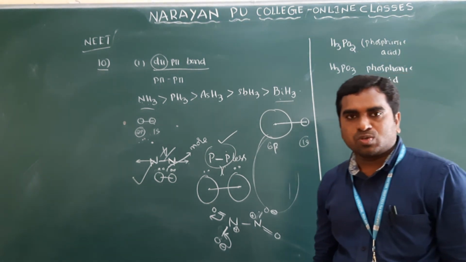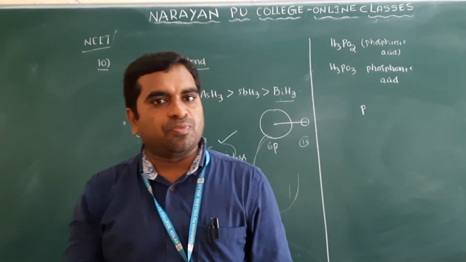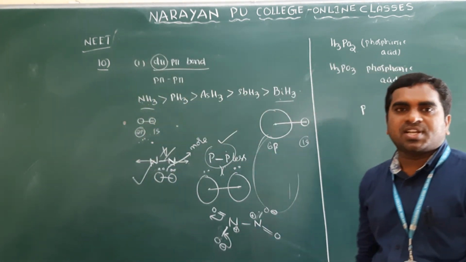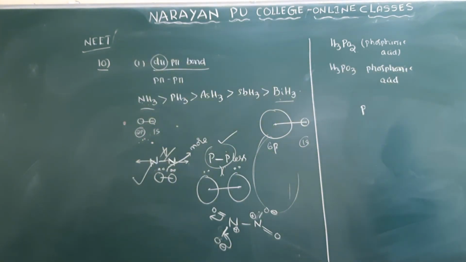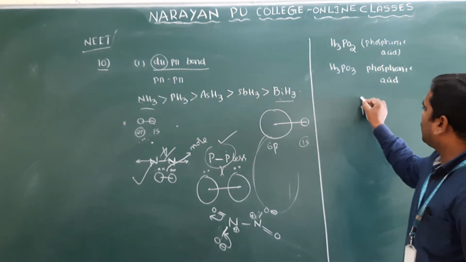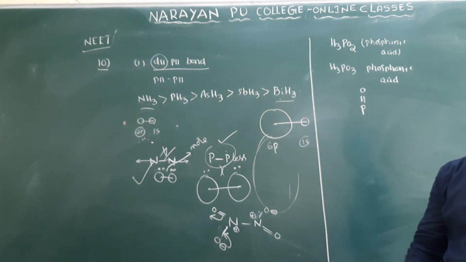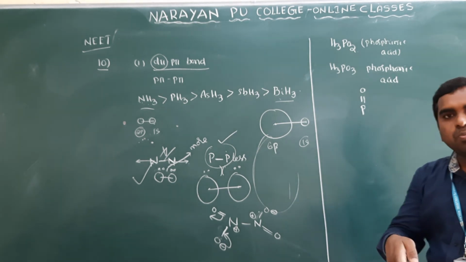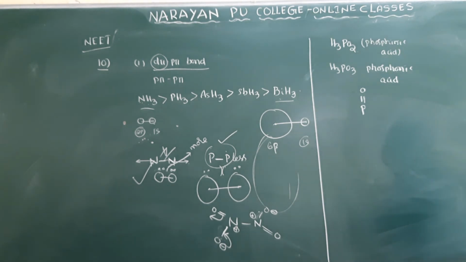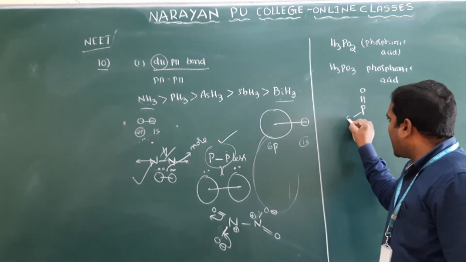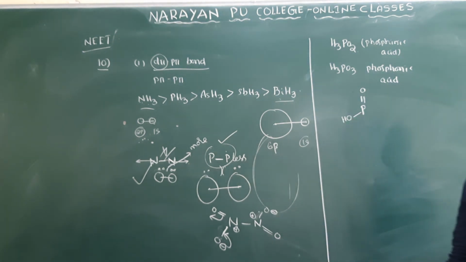Nitrogen and phosphorus belong to which group? 5th group. Maximum how many bonds can it form? 5 bonds maximum. Clear? Whenever oxoacids are there, one double bond oxygen should be attached to the central atom, and there should be another OH.